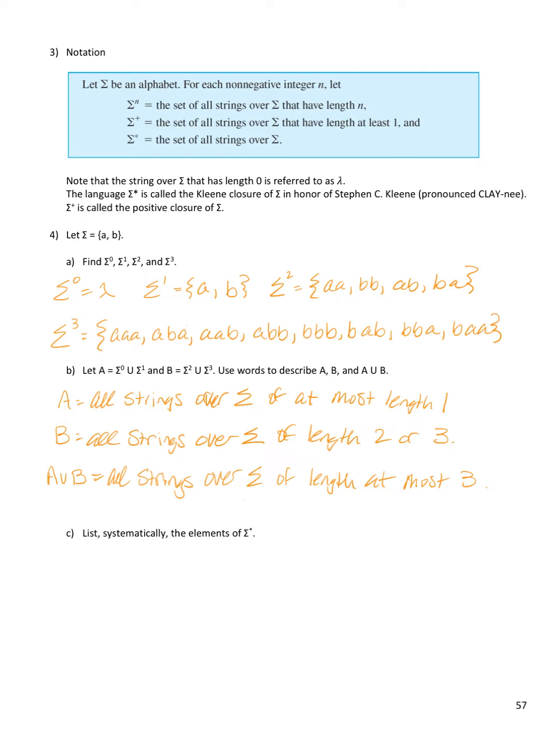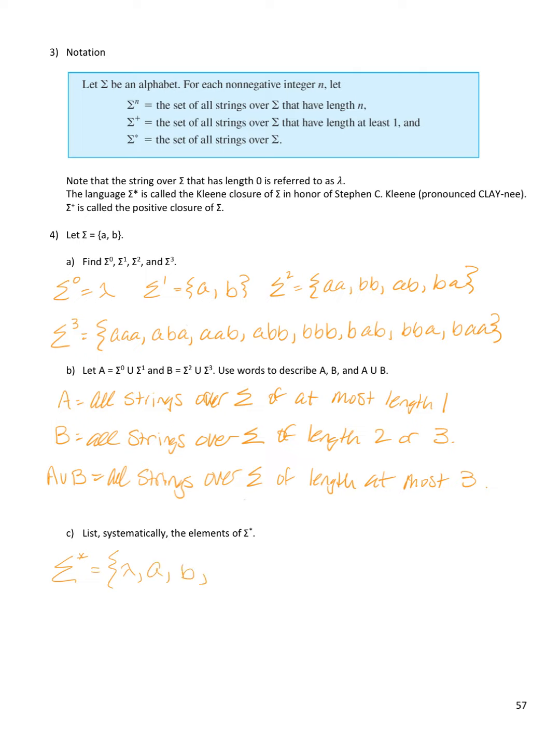Okay, we're going to try to systematically list the elements of sigma star. There are infinitely many, so we're not going to be able to write them all down, but we will do our best. So sigma star is the set of all strings over sigma of any length. We're going to start with strings of length 0, which would be lambda. And then we would have strings of length 1, which would be A and B.